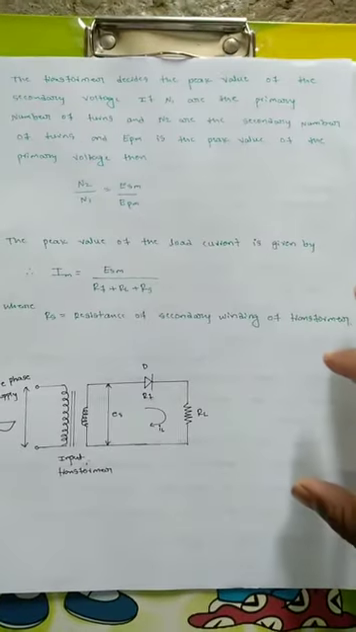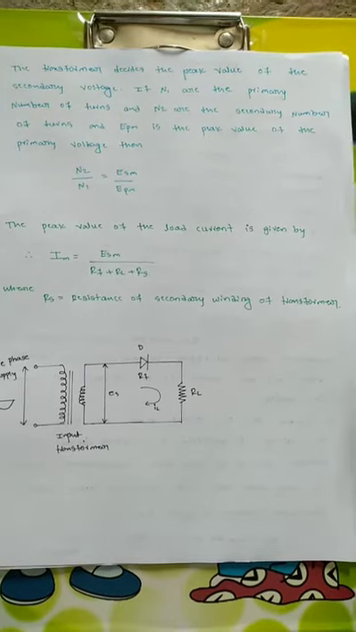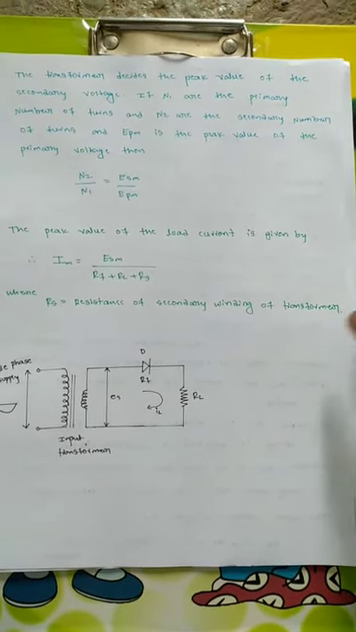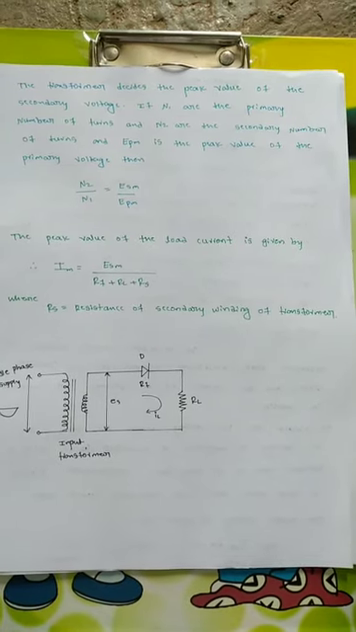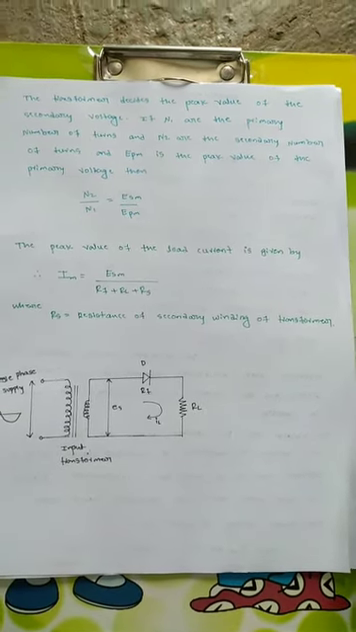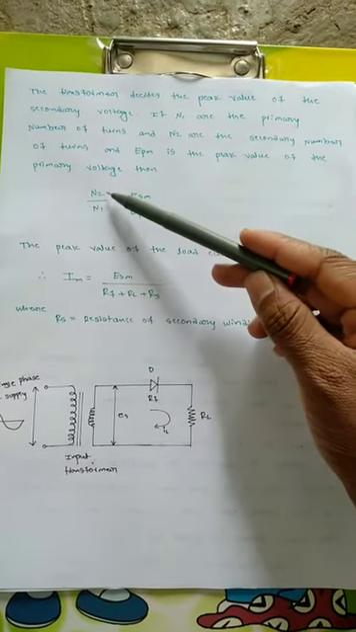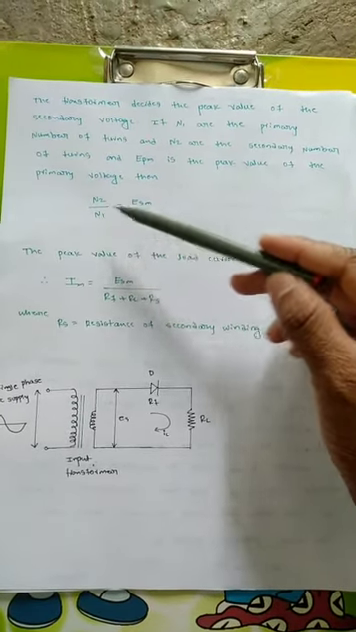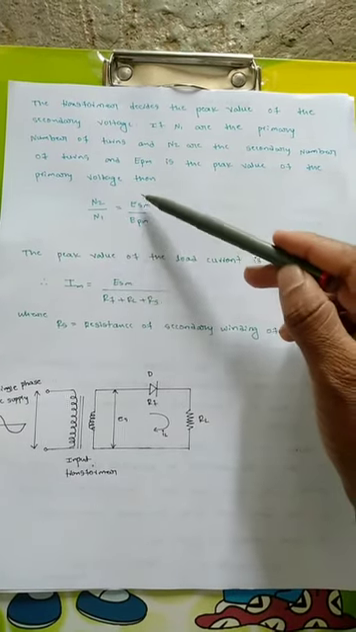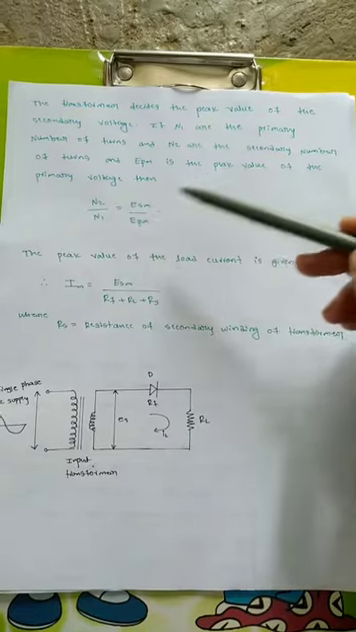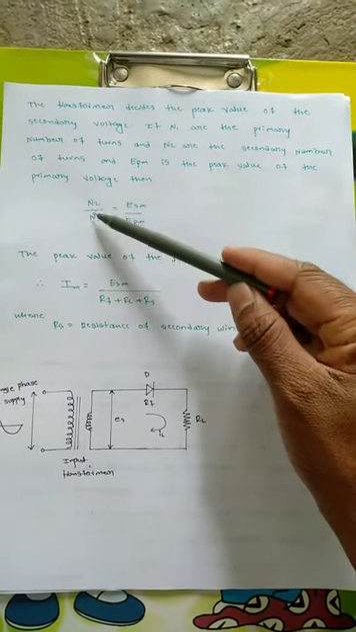Now the transformer decreases the peak value of the secondary voltage. If N1 is the primary number of turns, N2 is the secondary number of turns, and Epm is the peak value of the primary voltage, then the secondary voltage can be found out by knowing the primary turns, secondary turns, and primary voltage. If you know these three terms, then you can find the secondary voltage. Depending on the primary and secondary voltage, you can decide the turns ratio here.